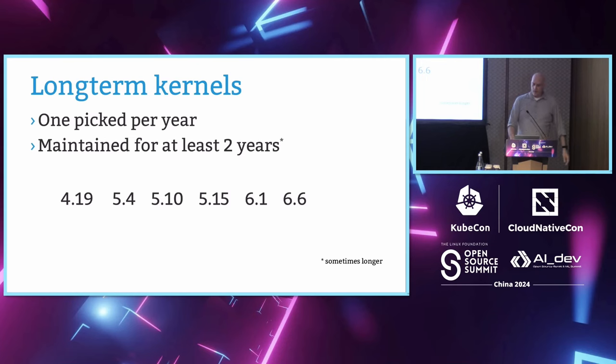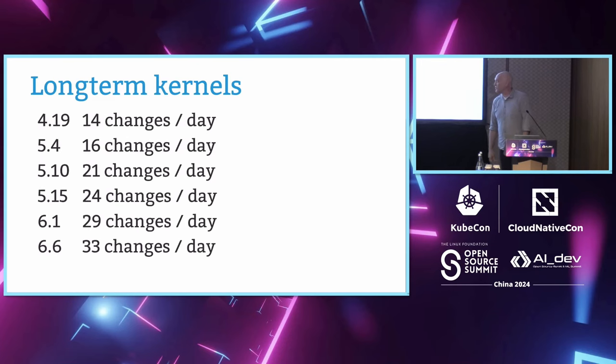That's how things work. Long-term kernels, I just ran the numbers last night. That's what we're running about every day. So this is a much smaller proportion of what goes into Linus's tree. Is that 10%? Somebody did the math once. Only a small portion of what goes into Linus's tree goes into the stable trees. That works out well. It's good.